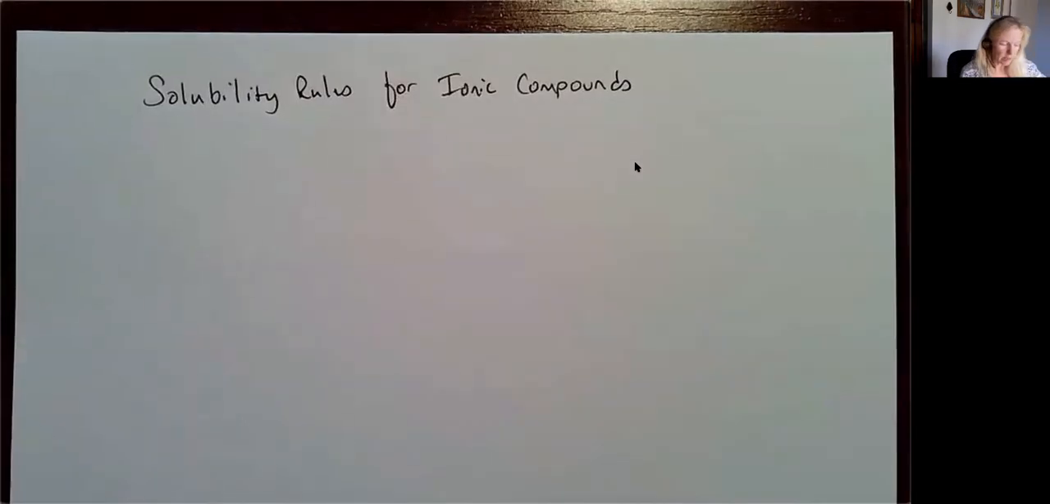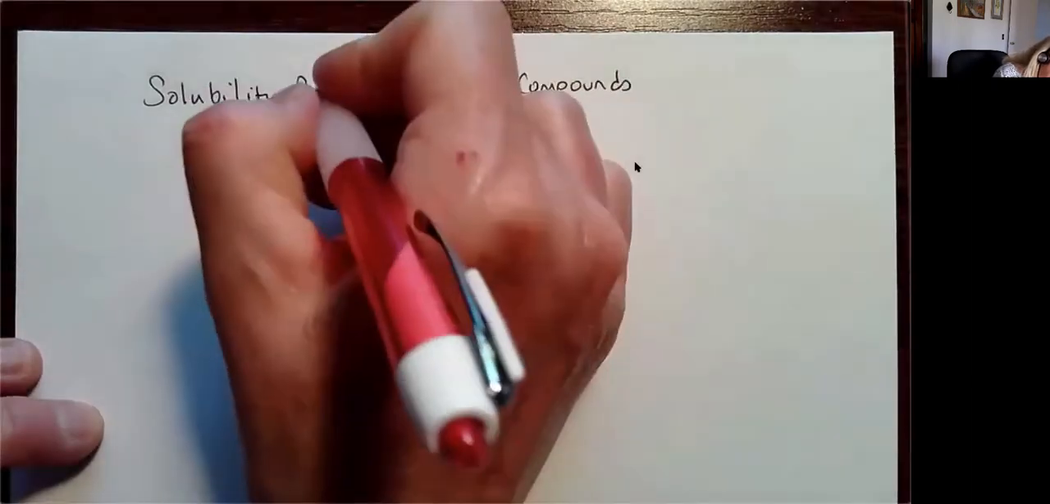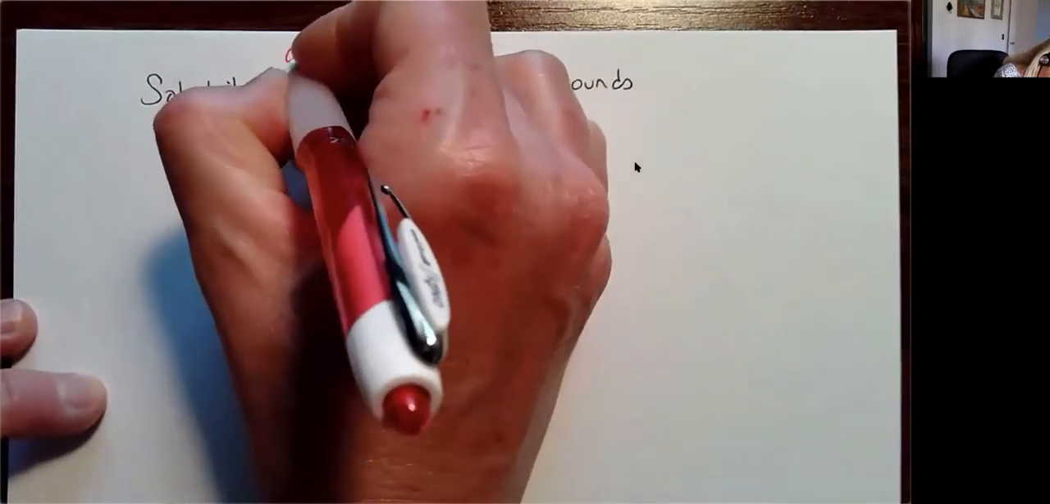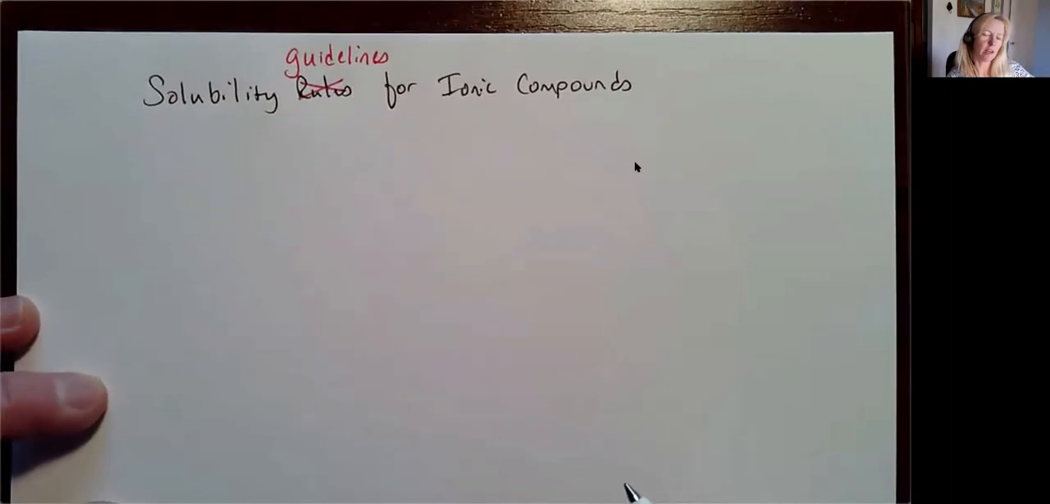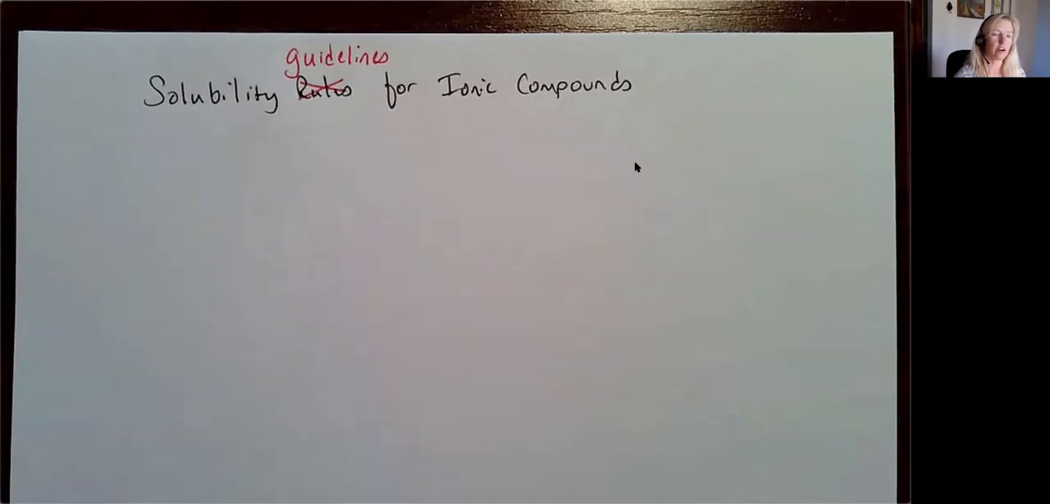The first thing is I'm going to tell you that these are not hard and fast rules. These are actually guidelines, because all ionic compounds can have some solubility in water. What these solubility guidelines tell us is which ones are really soluble in water.